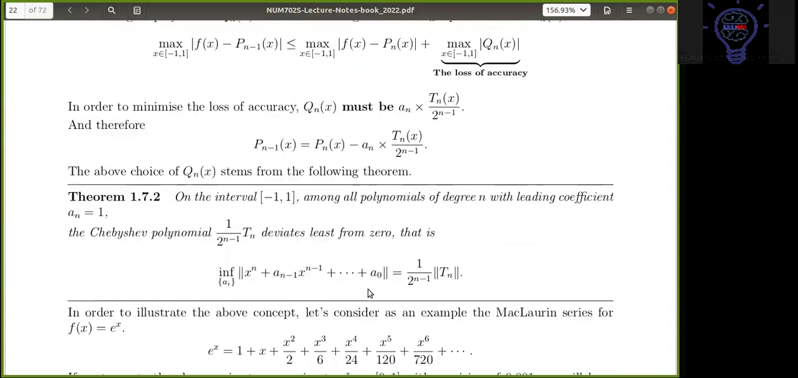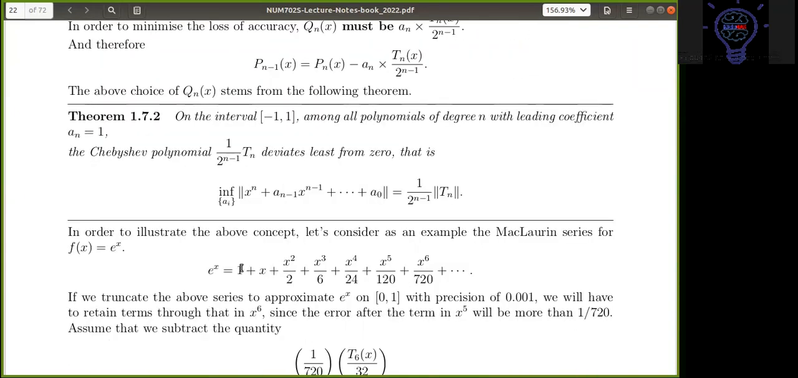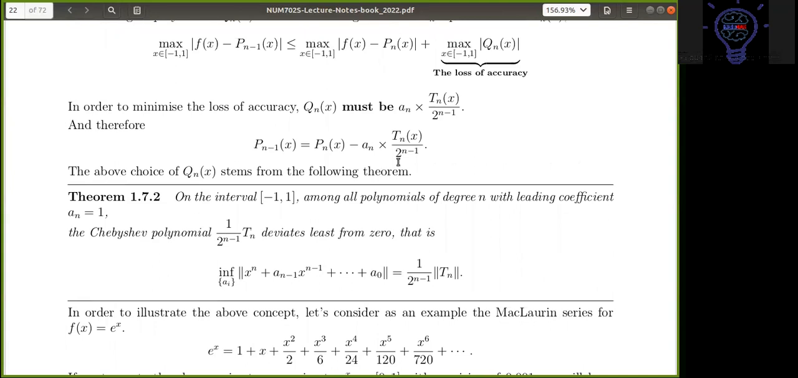Now we saw that we need to multiply this Chebyshev polynomial by an. Now, what is our an? In P6, we can see that the leading coefficient is 1 by 720, which is this one. So this is our an. So we multiply T6 of x divided by 2 to the 6 minus 1 by an, which is 1 by 720. So this is our Qn. We will subtract that expression from P6 to obtain P5. That will be our first economized power series.